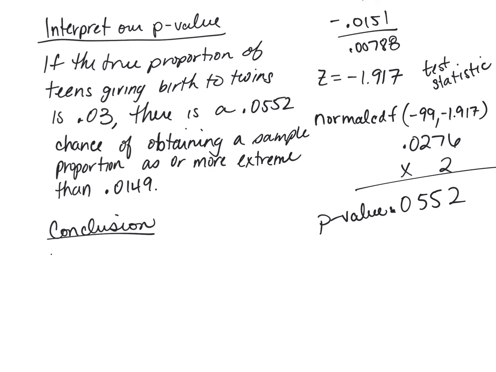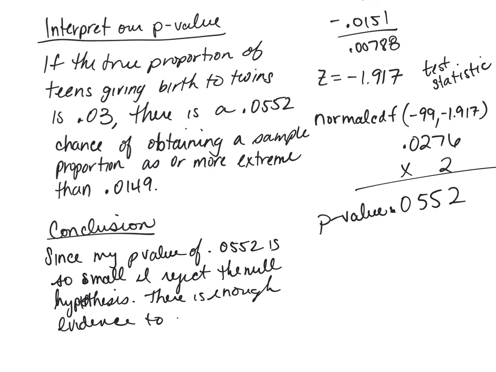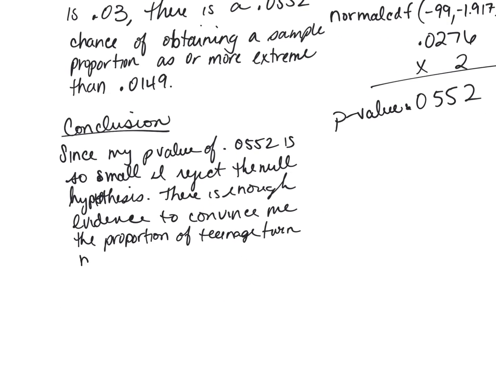Reject? Okay, so since my p-value of 0.0052 is so small, I reject the null hypothesis. It's kind of hard to say the 0.0052 isn't small, right? There is enough evidence to convince me the proportion of teenage twin births is not 0.03.